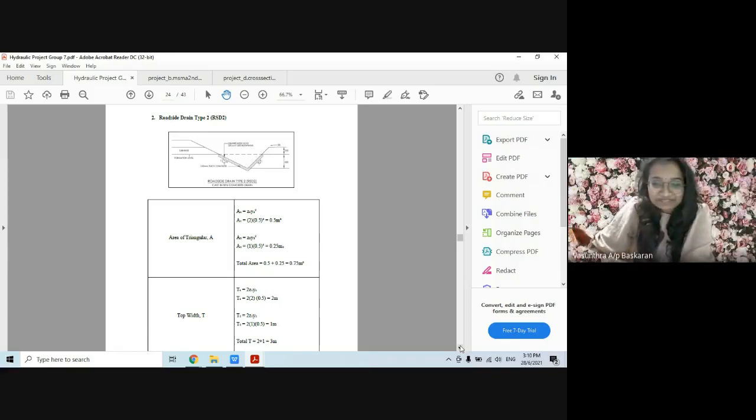RSD Type 2 we use maybe because the paper is cast in situ V-drain. Okay, it's usually done in the site, and the concrete has a rough surface to reduce the rate of flow, and also it is between the proposed road and the higher level of land beside the road.